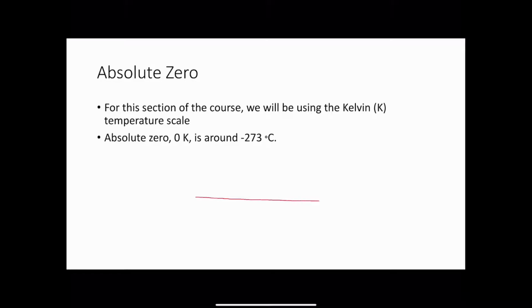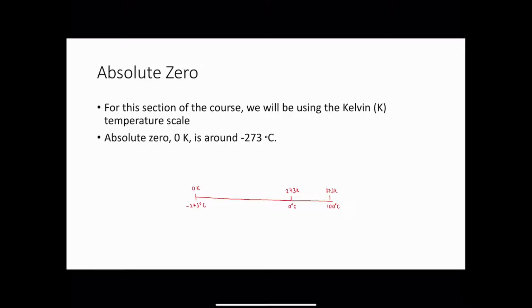If I draw that along here, right at the bottom, we'd have 0 Kelvin, and that's the equivalent of minus 273 degrees C. That means here, at 273 Kelvin, we'll have a temperature of 0 degrees C. Here, at a temperature of 373 Kelvin, we'd have a temperature of 100 degrees C. So to go between them, you just need to add or subtract 273.